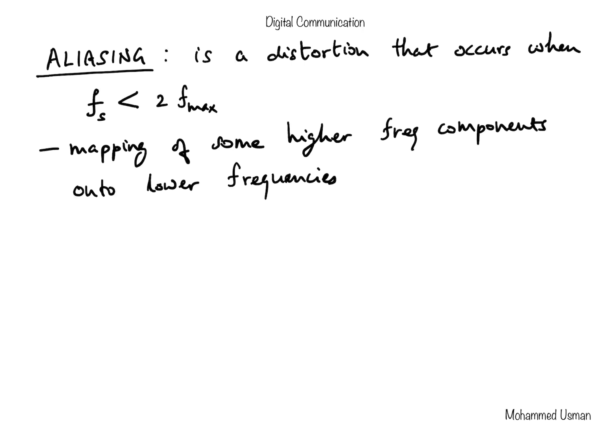We'll discuss aliasing with examples and demonstrate the process of aliasing, and illustrate which higher frequency component gets mapped to which lower frequency component depending on the sampling rate.